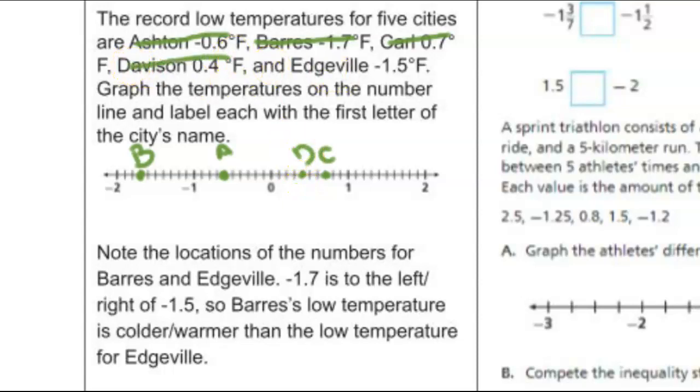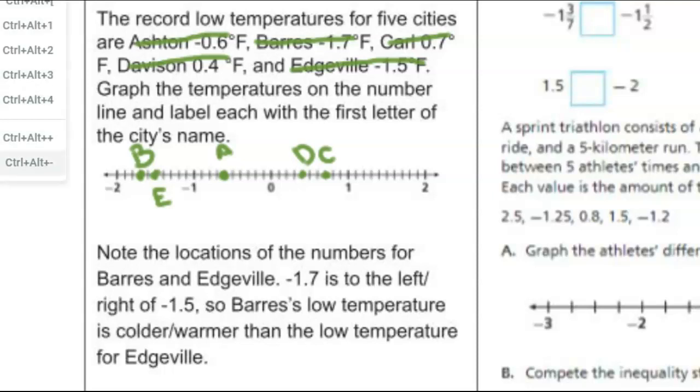And Edgeville, negative 1.5. So negative 1, it's on the left-hand side of 0, and then we're going to count 5. 1, 2, 3, 4, 5. Right here, and we're going to mark it with an E. Instead of marking them with just a letter, you could write the full name if you want. I write too large for that, so I can't do that. And I want to spend more of the time on the actual math problems and not labeling. But it is important that you label them so you can more easily answer the questions down below.